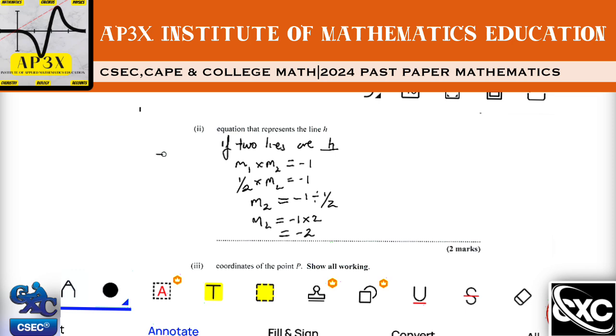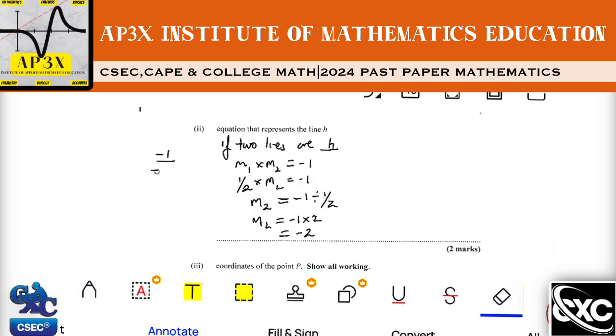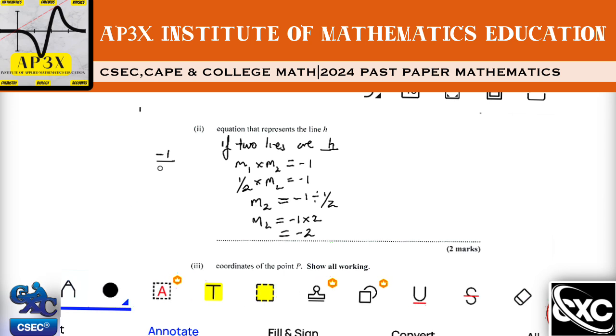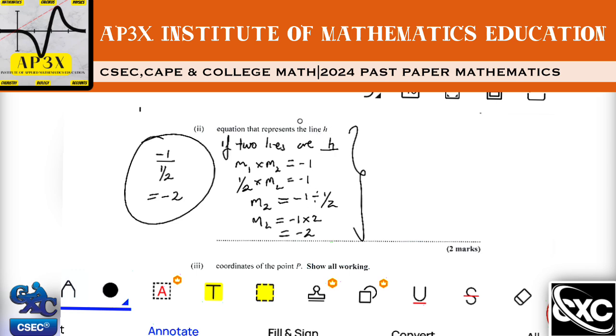The rule is that you could see negative 1 divided by a half, because of course the perpendicular gradient formula is minus 1 divided by m1. So you could just simply see negative 1 divided by a half, which works out to negative 2. Or as some teachers will say, you turn the original gradient upside down and change the sign. So that's how you'd end up with the gradient of H. Remember that because H is perpendicular to G, that is why we had to do all that work.